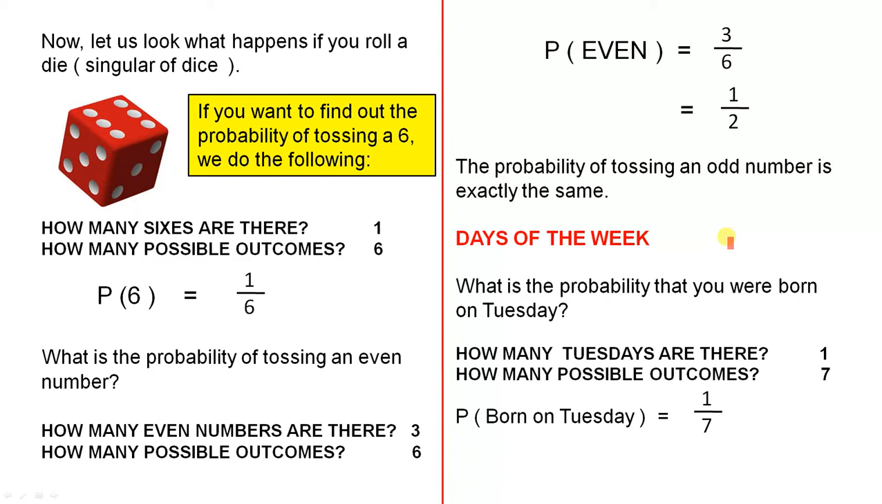Let's look at days of the week. What is the probability that you were born on Tuesday? How many Tuesdays are there in a week? 1. How many possible outcomes? That means how many days are there in a full week? 7. So the probability that you're born on Tuesday is 1 over 7.